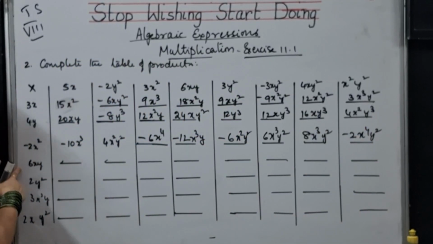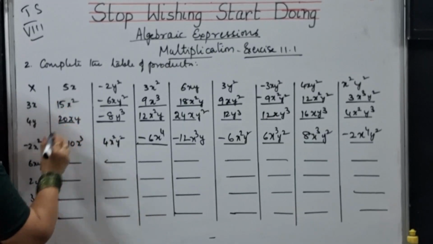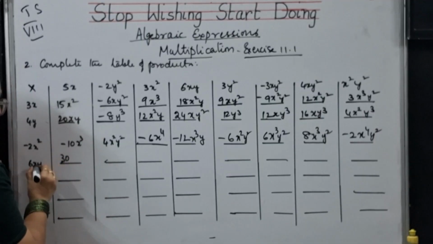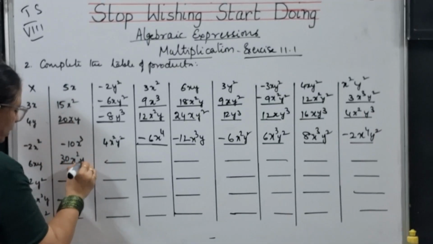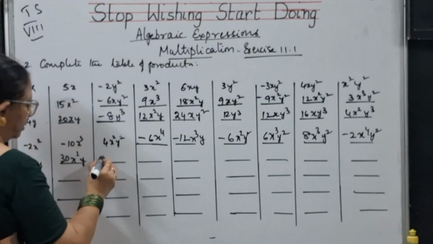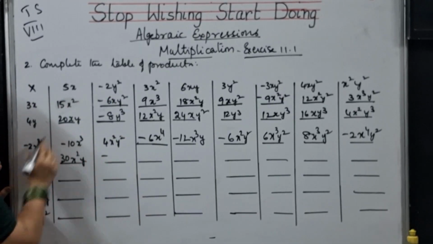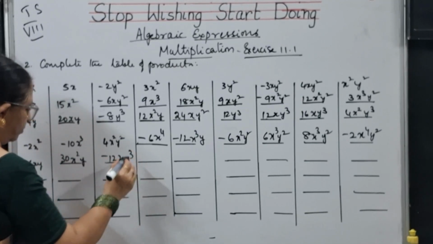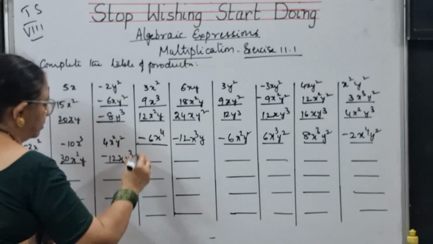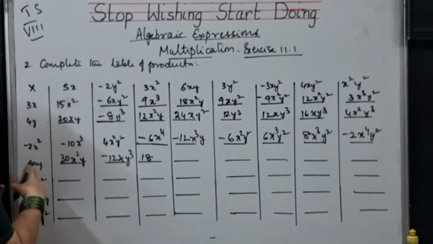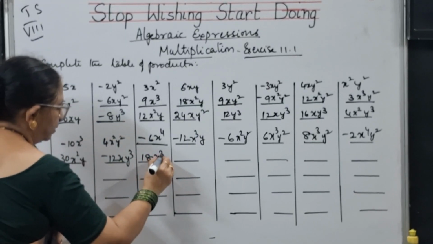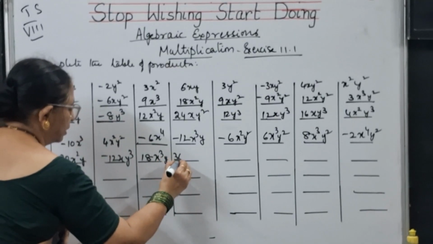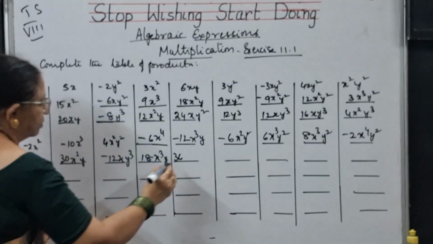Again, 6 into 5, plus into plus plus first, 6 5s are 30, x into x, x square, y. Plus into minus minus, 6 2s are 12, x, y cube. Again, plus 18 x cube y. I hope I am clear, children. Next, plus 6 6 are 36 x square y square.